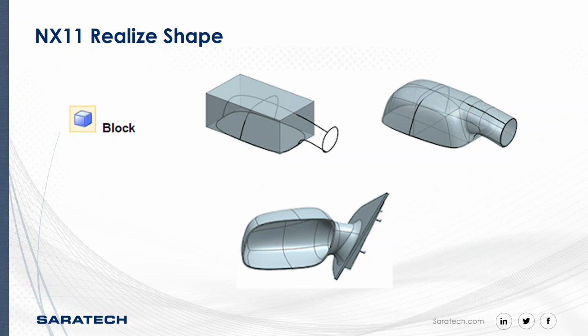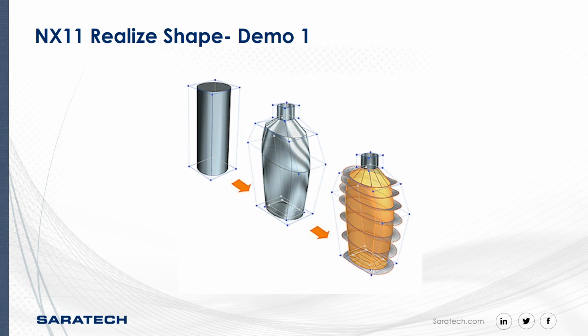Here's another example of the NX11 Realize Shape tool being used. We start with a block, and by pulling and pushing to the desired locations that we want, we're able to make a car mirror. So with that, I'd like to start our first demo, which will take a cylinder and change that into a flask using a few steps.